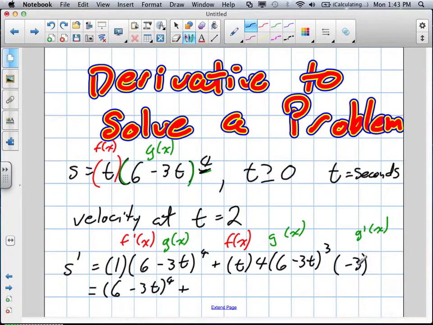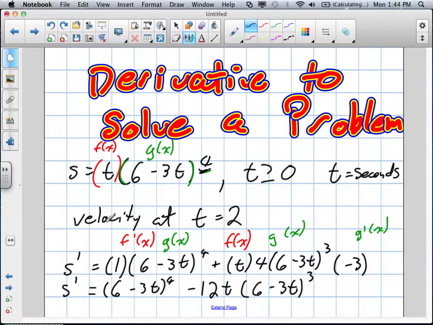plus, -3 times 4 is -12 times t is -12t, so I'm going to turn that into minus 12t times 6 minus 3t cubed. Okay, so I now have my 6 minus 3t cubed. This is my s prime.